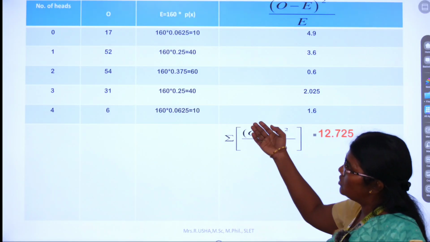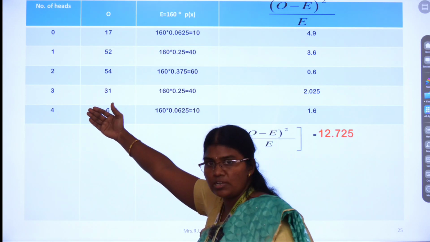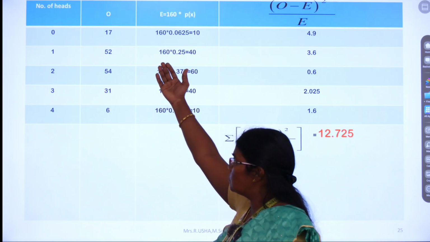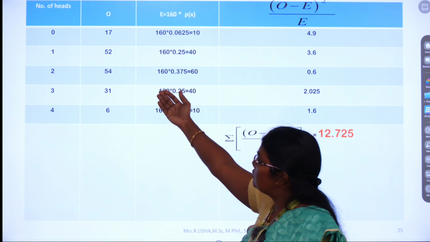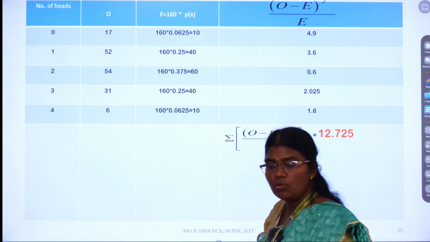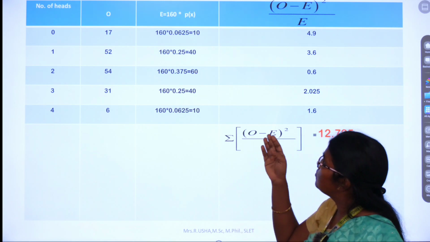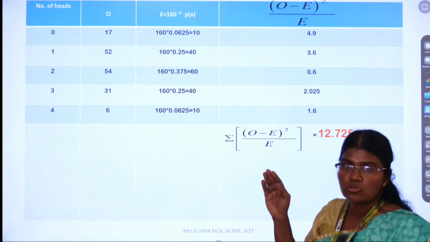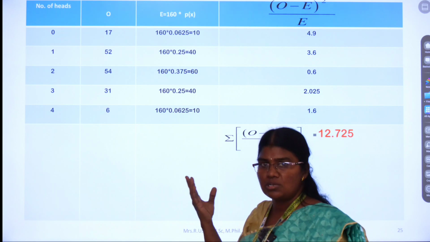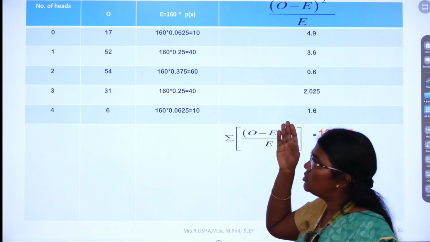Next, the calculation. The number of heads we have is 0 head, 1 head, 2 heads, 3 heads and 4 heads, and the observed frequencies are 17, 52, 54, 31 and 6. And we have to find the expected frequency. The number of tosses will be 160, as they are tossing the 4 coins, so expected frequency equals 160 into probability of x.